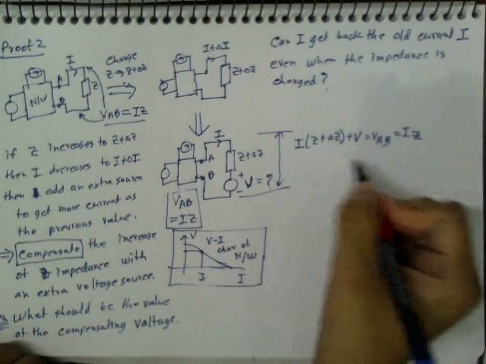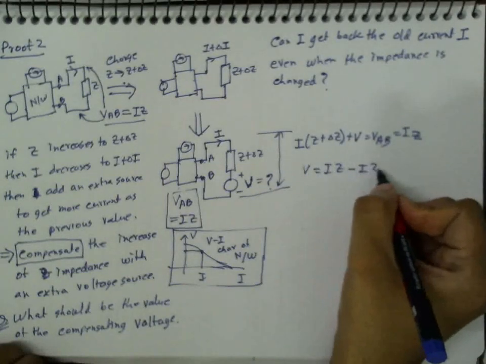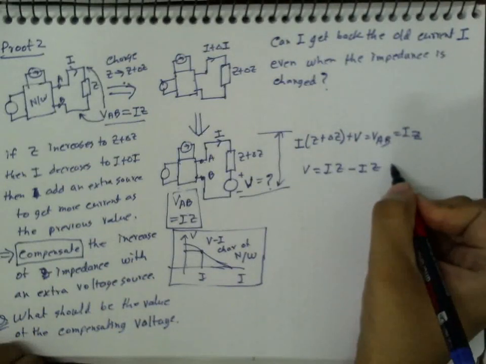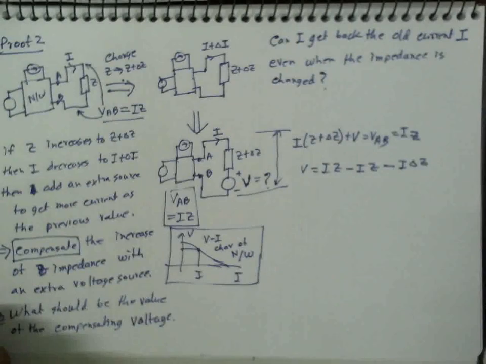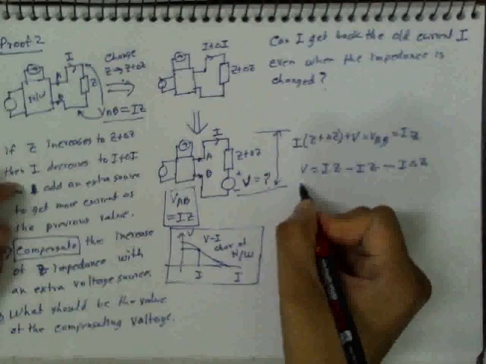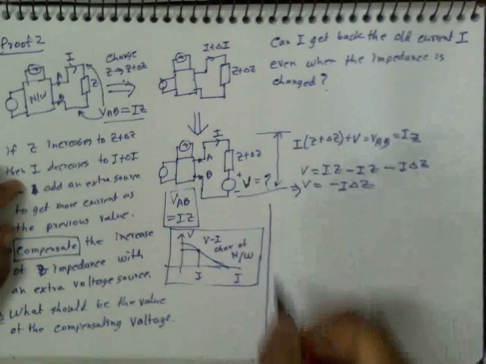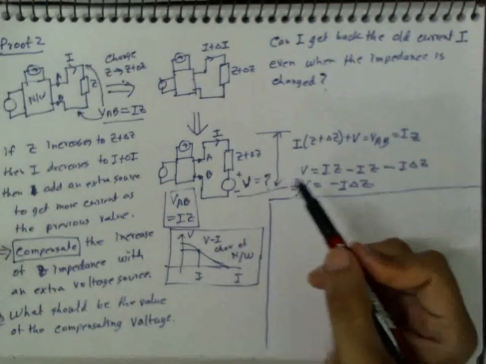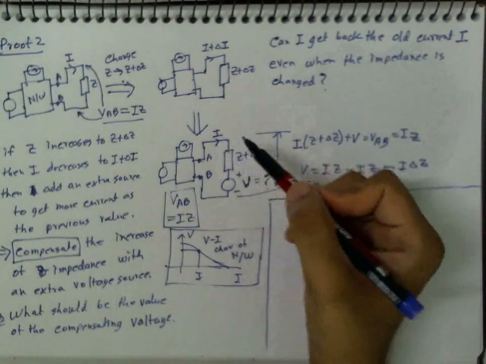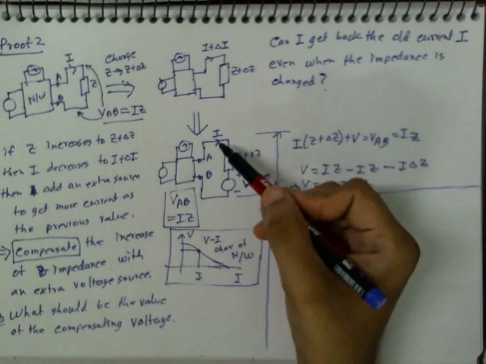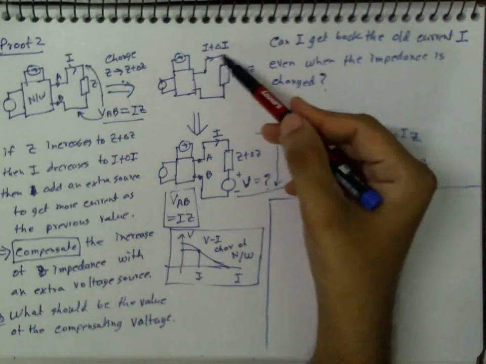So this means V is equal to IZ minus IZ minus I delta Z. So that means V is equal to minus I delta Z. So what does this say? This says that if you apply this voltage source like this, then you will have the current restored to the old value. And if you do not have this voltage source V as it is here, then the current will be I plus delta I.